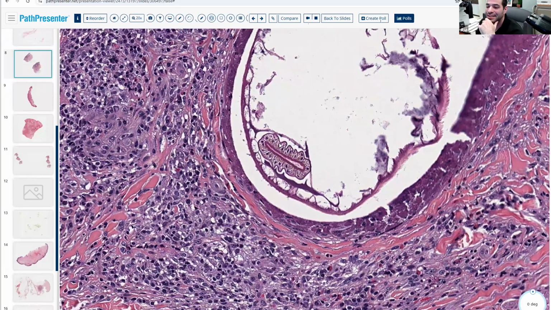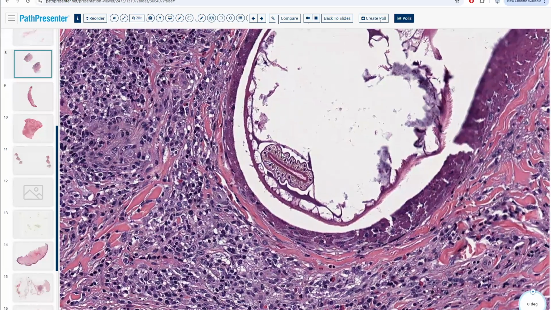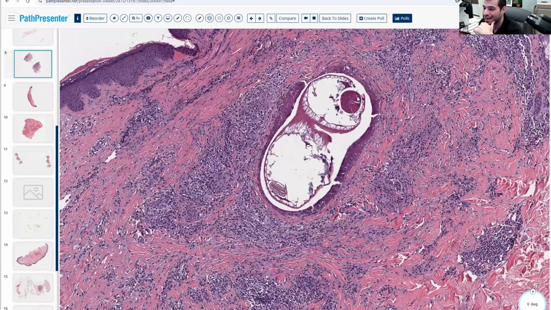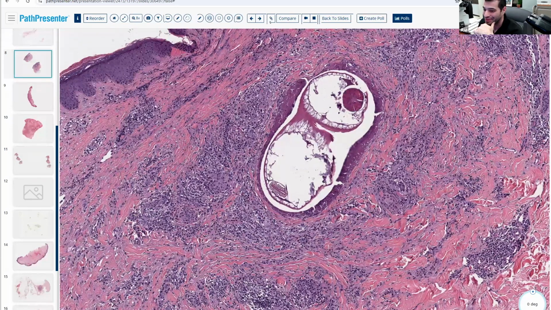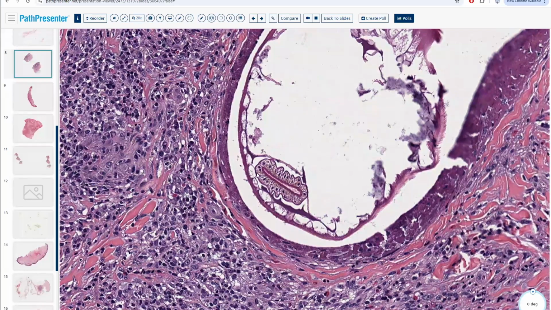It looks like a worm or a nematode of some sort. Oh, yeah, it looks like a little baby. Well, this whole thing is the worm. So it has parts to it. Is this like the colon? The mouth? It's an intestinal cell. Yes, this is an intestinal cell.